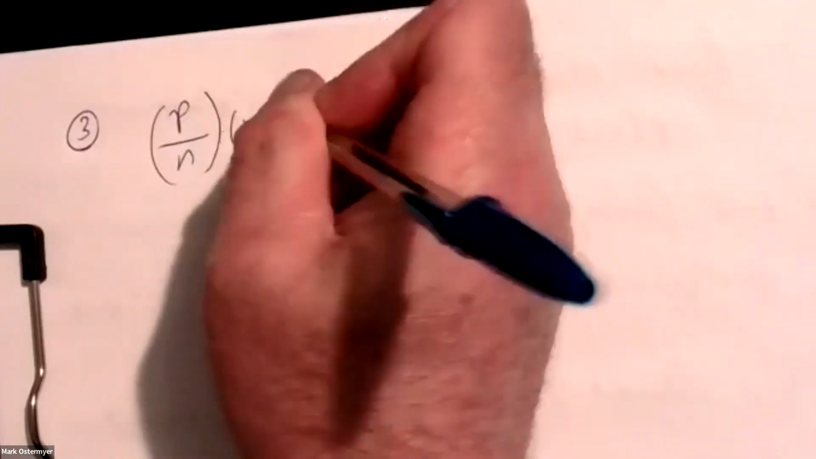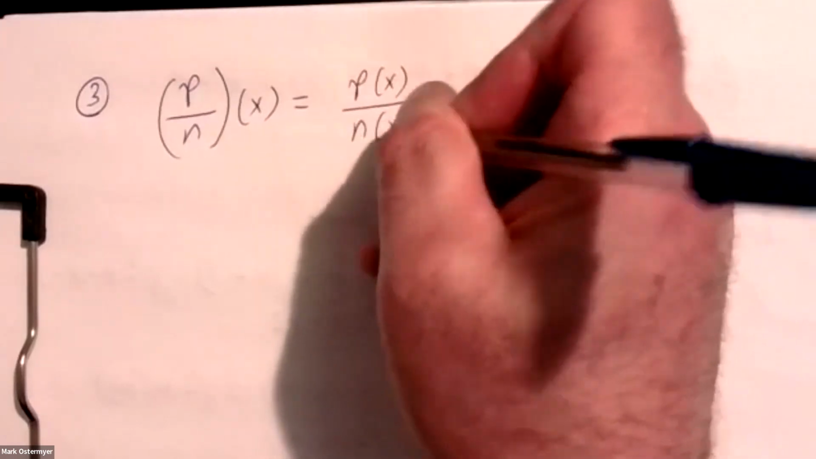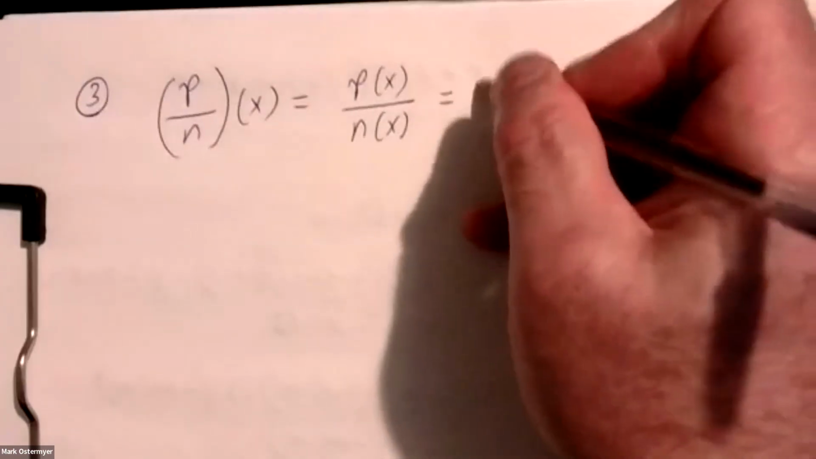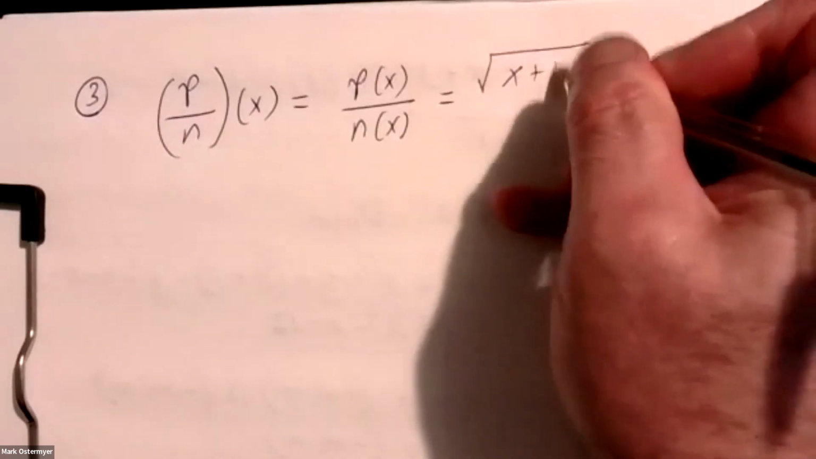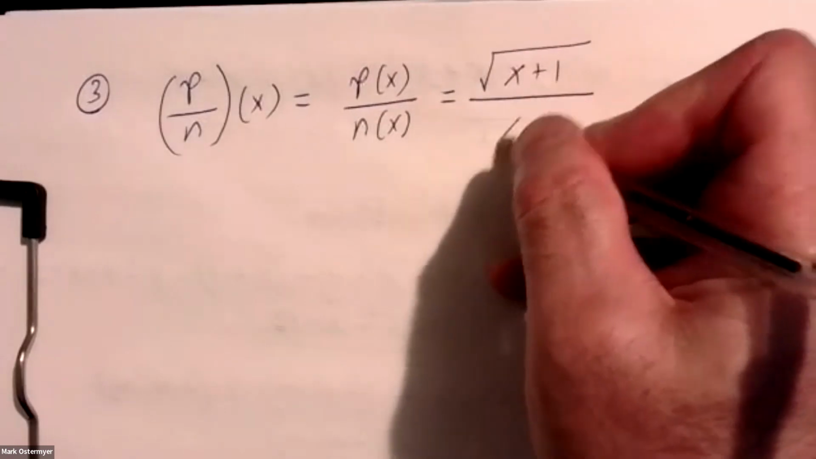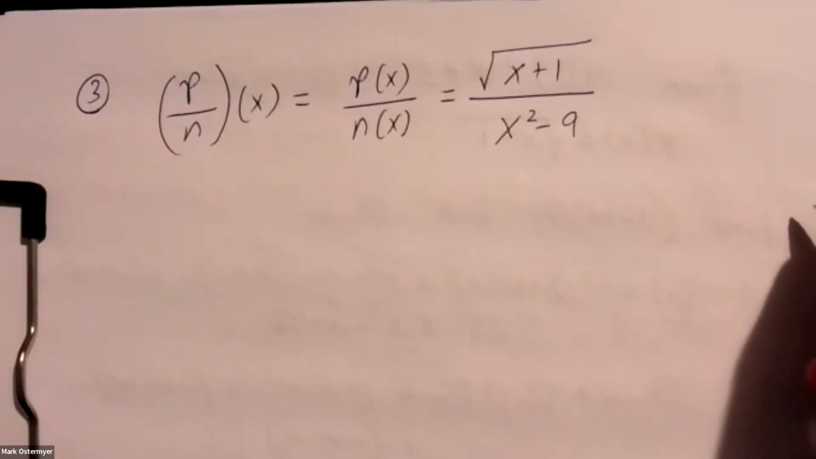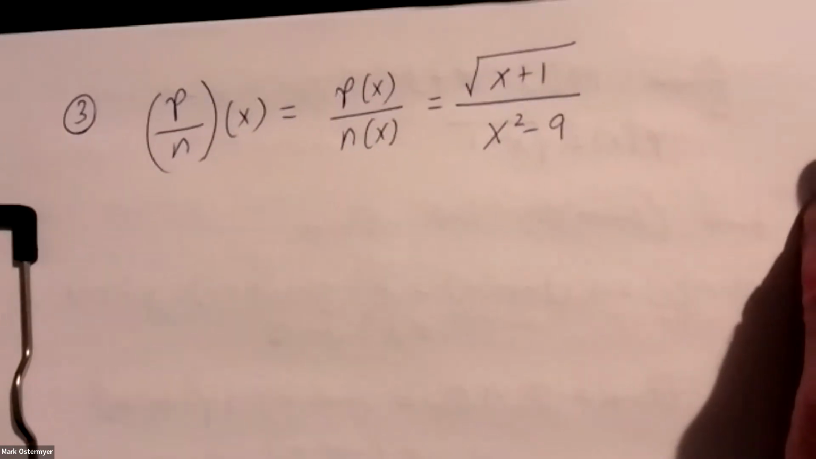Using those same functions, let's form a quotient function. Let's form the function p divided by n of x. Well, this is going to be the brand new function called p of x divided by n of x. Well, what's p of x? P of x was the square root of x plus 1, correct? N of x was defined to be x squared minus 9. So we have our brand new function called p divided by n of x.